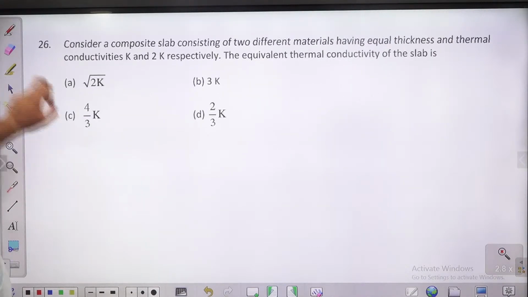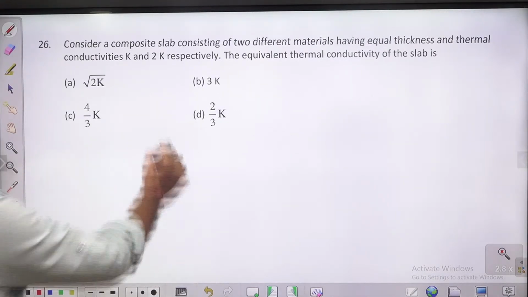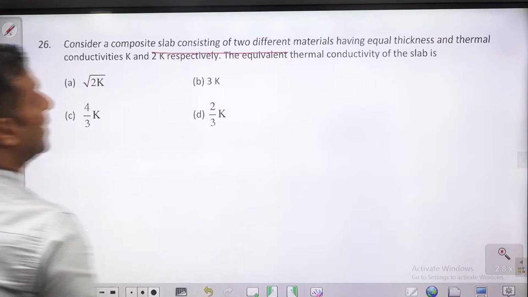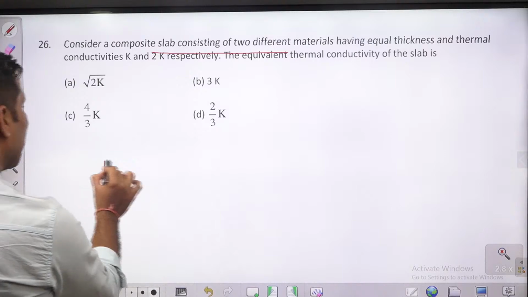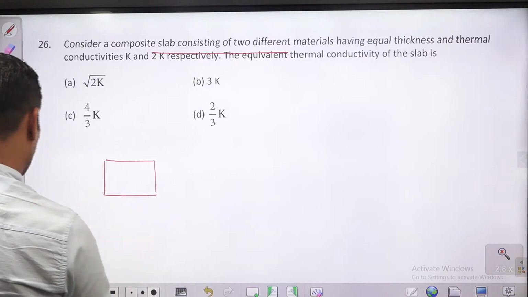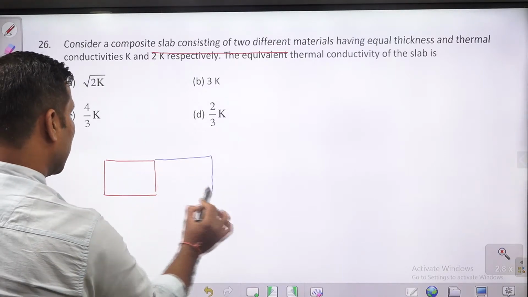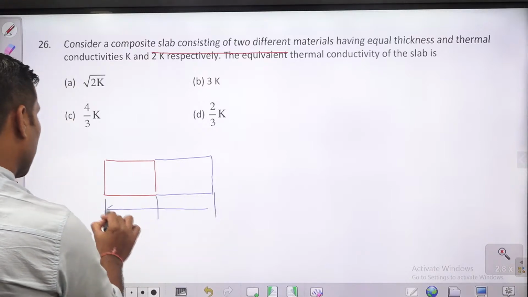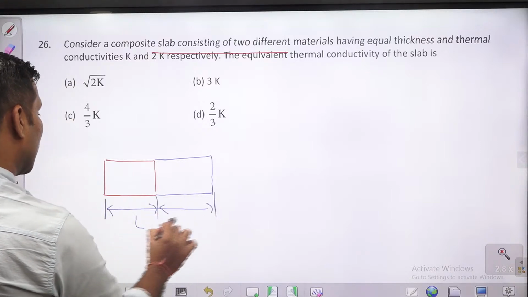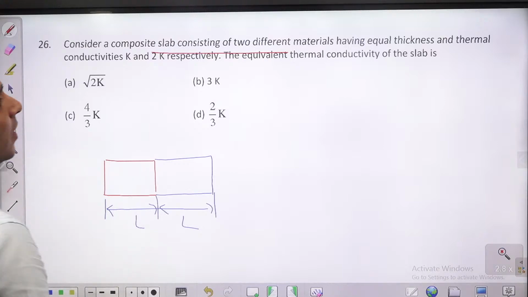Question number 26. Consider the composite slab consisting of two different materials having equal thickness. There is a slab in which two materials are attached. What is the thickness of both? Same. So this is material 1, this is material 2, something like this. Both have the same thickness, so this is also L, this is also L.